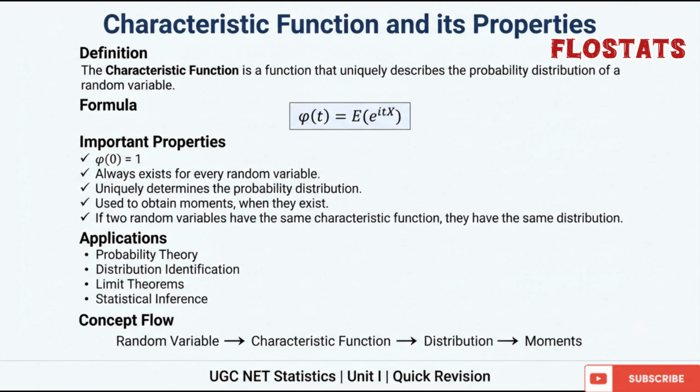The characteristic function uniquely describes the probability distribution of a random variable. It is defined as phi of t equals the expectation of e raised to the power i t X. The characteristic function always exists for every random variable. If two random variables have the same characteristic function, then they have the same probability distribution. Characteristic functions are widely used in probability theory and limit theorems.